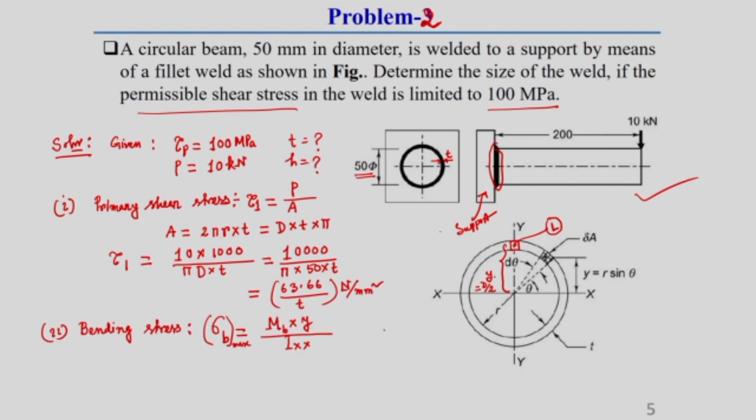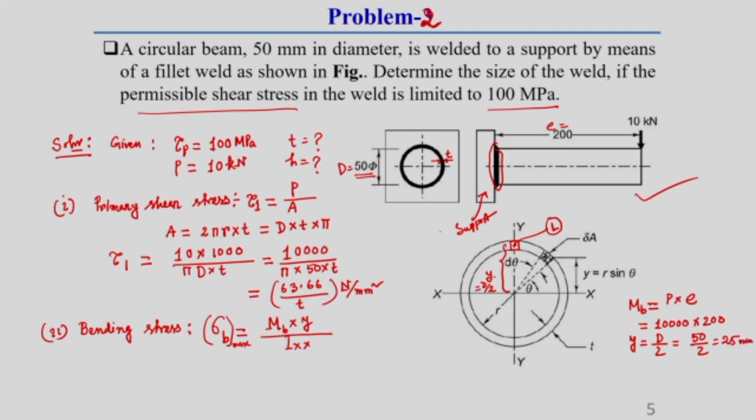So, here Mb is known. What is Mb? Here I am just showing Mb is equal to P into the eccentric distance of this weld, E. So, here E we can say is 200 millimeter. So, this will be equal to 10,000 into E, which is 200, and here y is equal to d by 2, diameter by 2. So, this will be equal to 50 by 2, that means 25 mm.